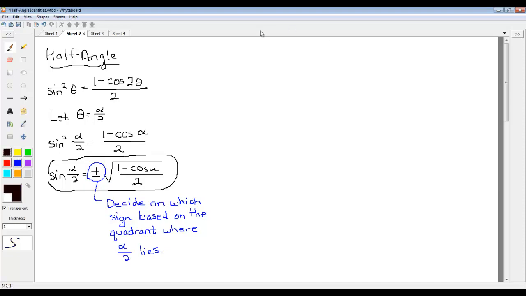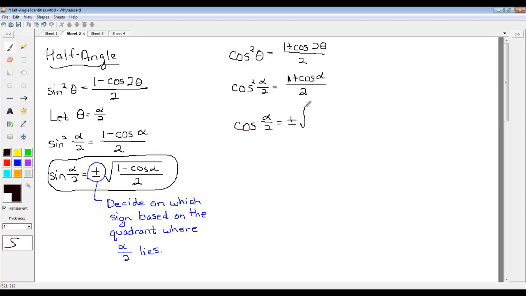Okay. Now we can do a similar process, starting with cosine squared theta equaling 1 plus cosine 2 theta over 2. So then we can say cosine squared of alpha over 2 equals 1 plus cosine alpha all over 2. So then do the square roots. So cosine of alpha over 2 equals plus or minus the square root of 1 plus cosine alpha all over 2. So there's your half-angle identity for the cosine.